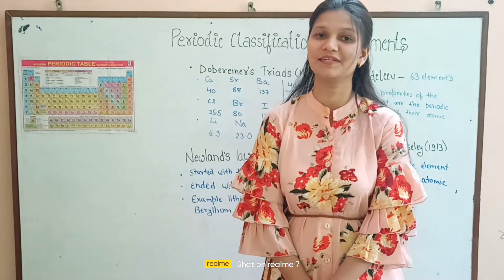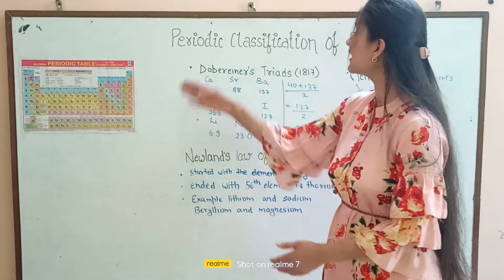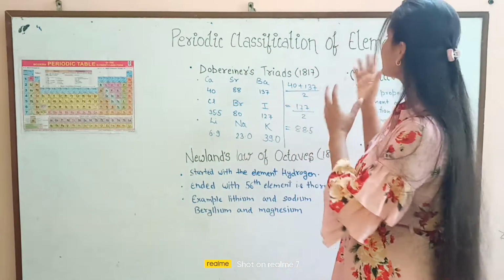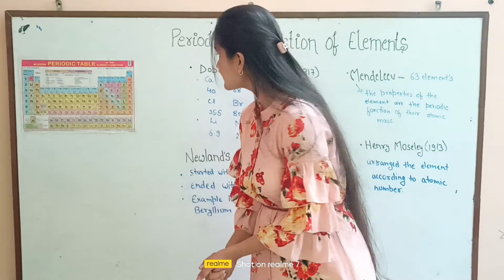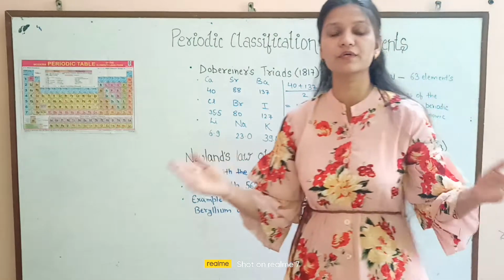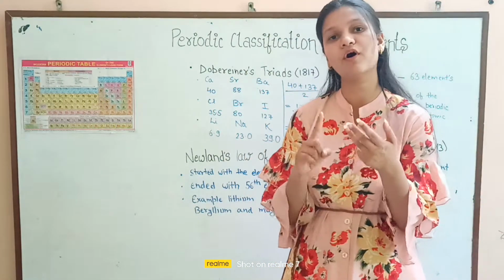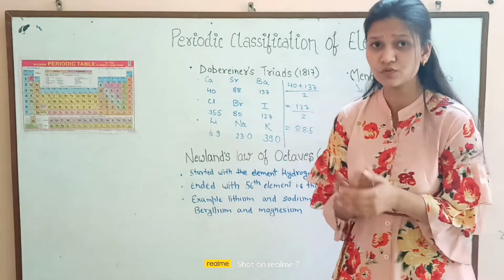Everyone, I am Divya and today I am going to explain class 10 chapter number 5, periodic classification of elements, as in how these elements were classified in this periodic table. So let's start. As we all know, matter around us is made up of elements, compounds or mixtures, and an element contains atoms of only one kind.